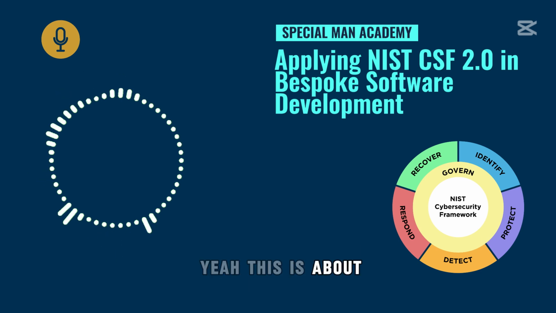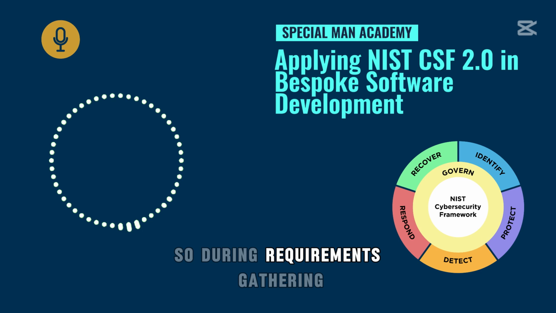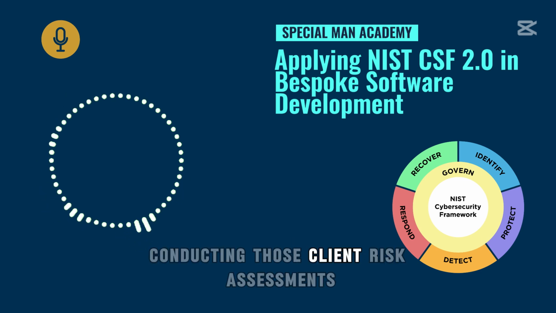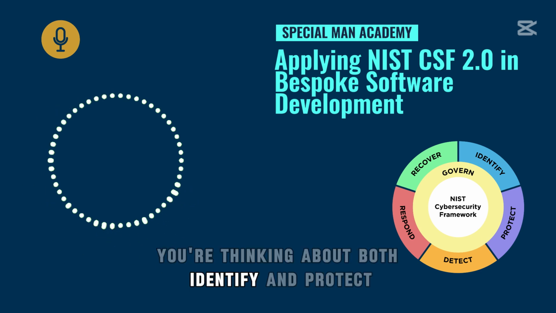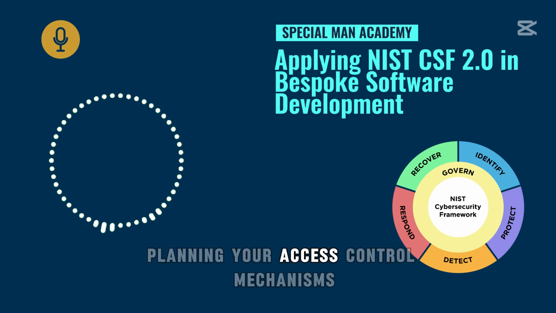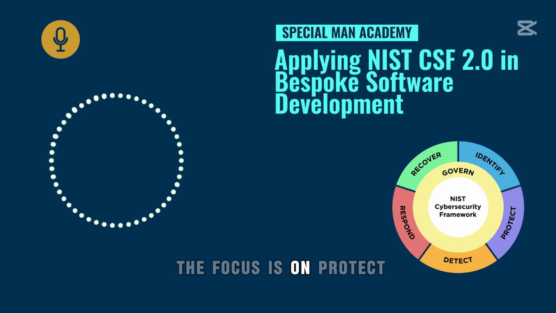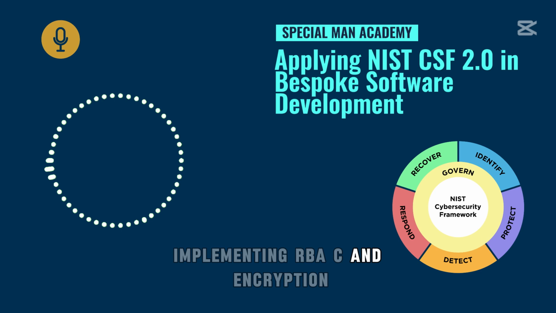Yeah, this is about mapping those functions to each phase of development. So, during requirements gathering, you're focused on Identify, conducting those client risk assessments and compliance checks. Then, in design and architecture, you're thinking about both Identify and Protect: doing threat modeling, designing secure APIs, planning your access control mechanisms. When you move into development, the focus is on Protect, following those secure coding standards, implementing RBAC and encryption.